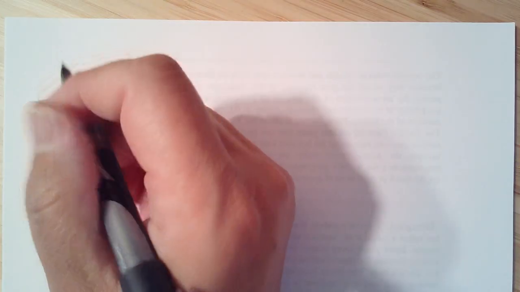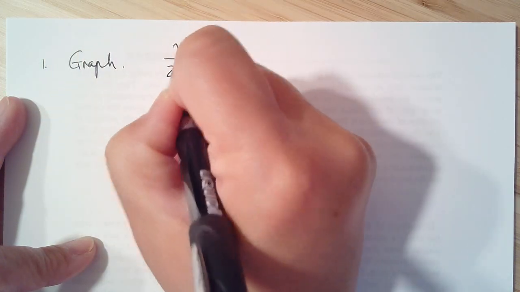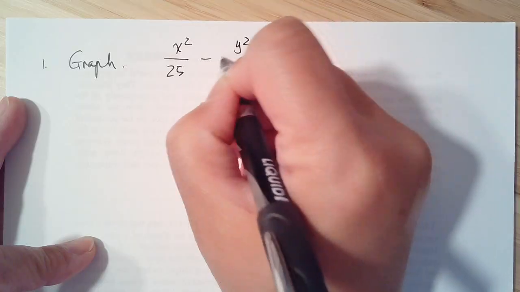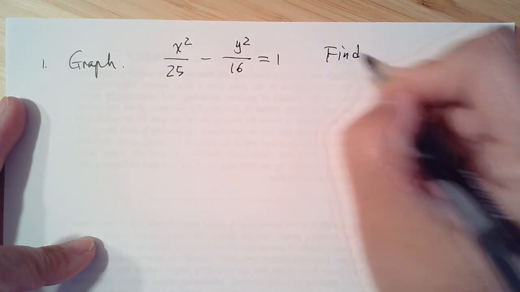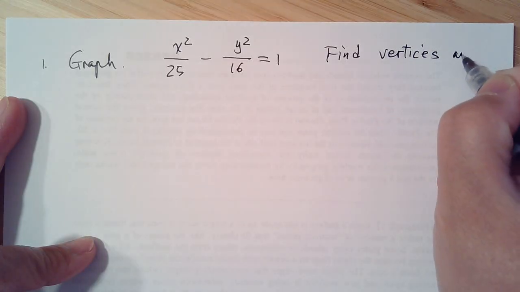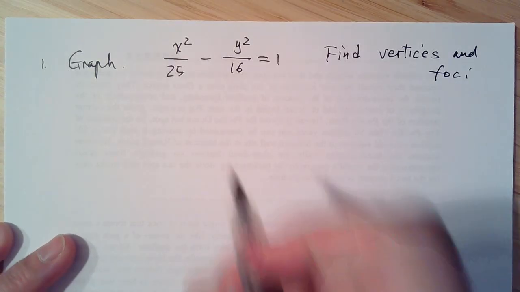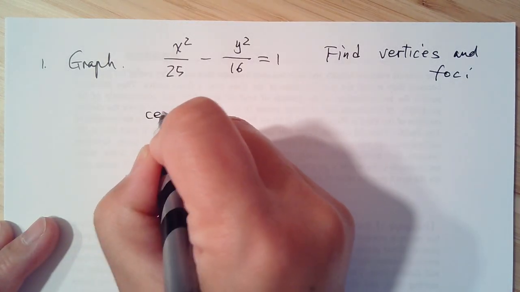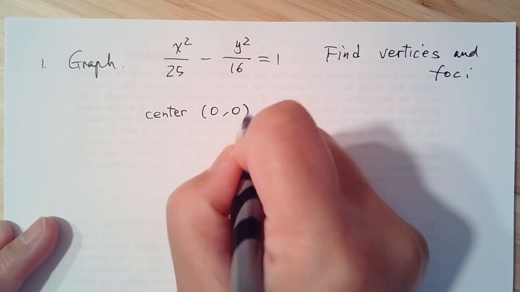All right, now let me give you one example here. I ask you to graph x squared over 25 minus y squared over 16 equals 1, and then find the vertices and foci. Can we do that? Yeah. We know the center in this case. That's the easiest one. We love it. The center is (0, 0).